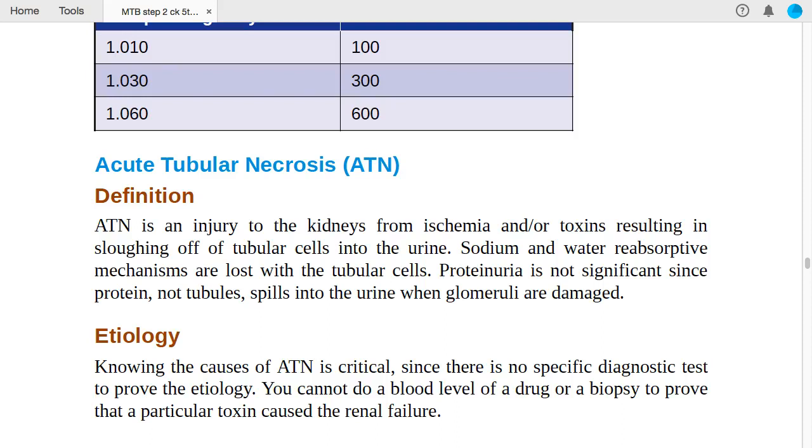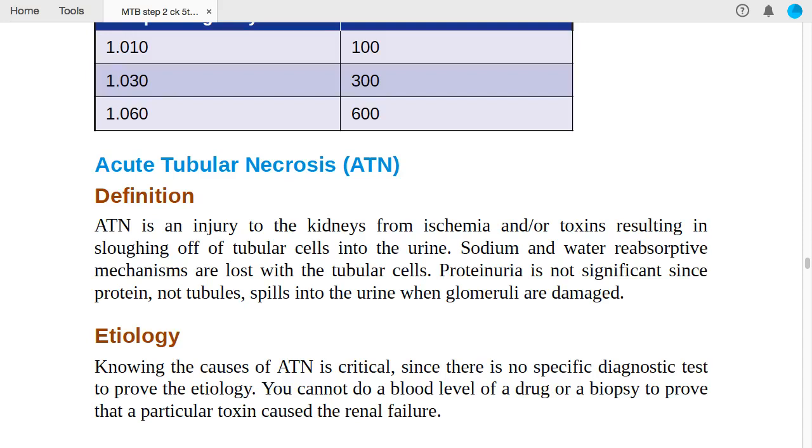Proteinuria is not significant since protein not tubules spills into the urine when glomeruli are damaged. So definitely we are going to see proteinuria. Why? Because they are actually filtering from the glomerulus, right? Not the tubules, but we are going to see proteinuria here.